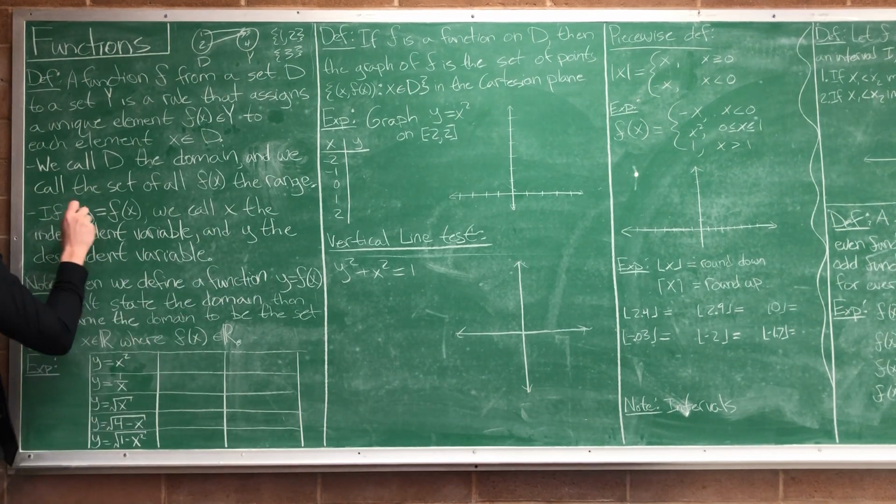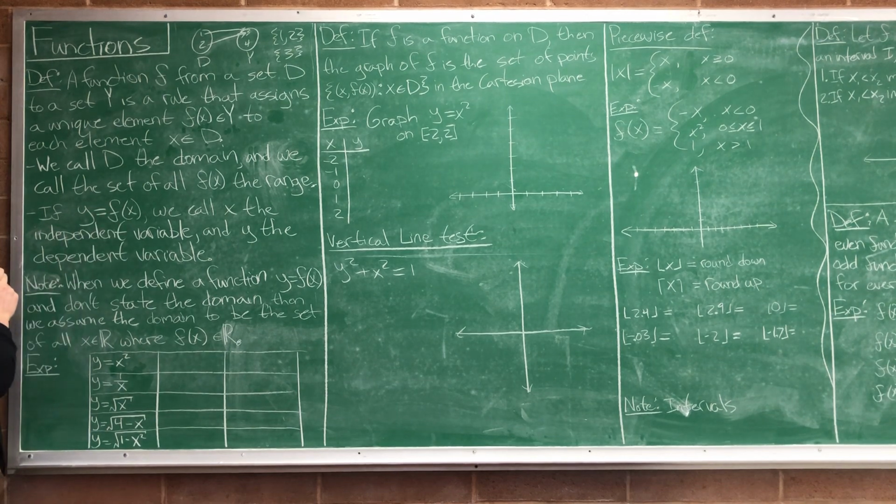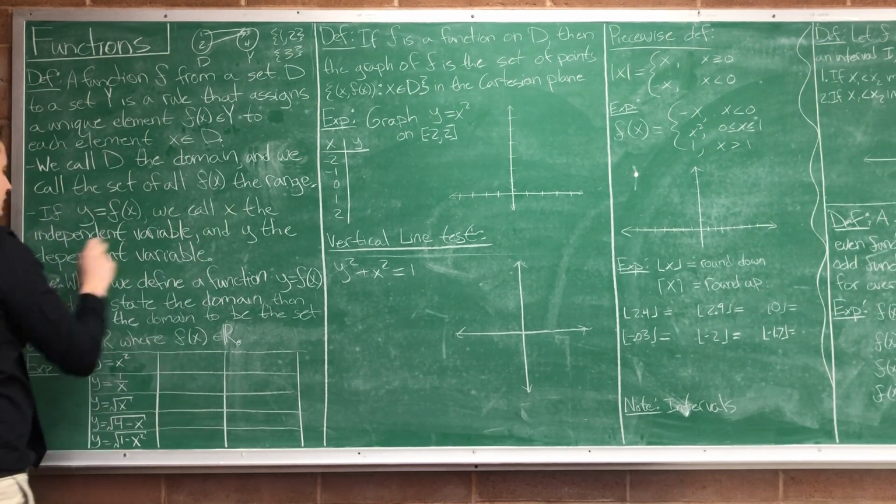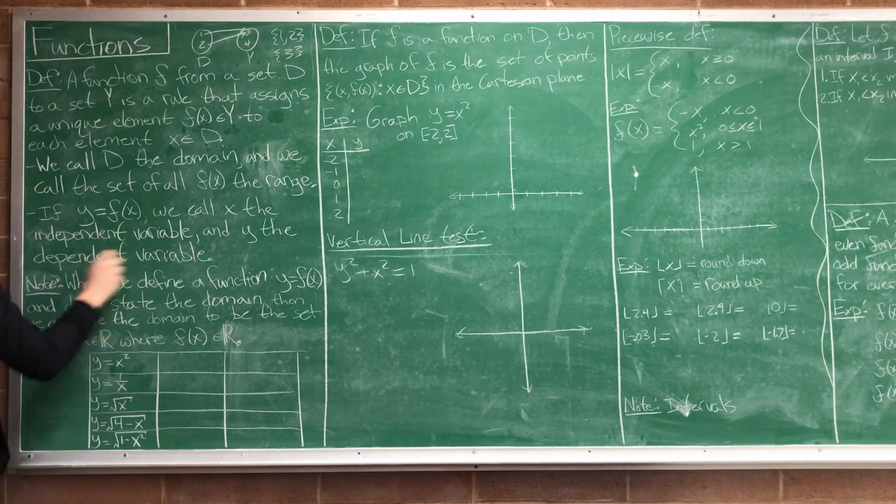Wonderful. So then if we have y equals f of x, so y is some function in terms of x, we call x the independent variable, and we call y the dependent variable.